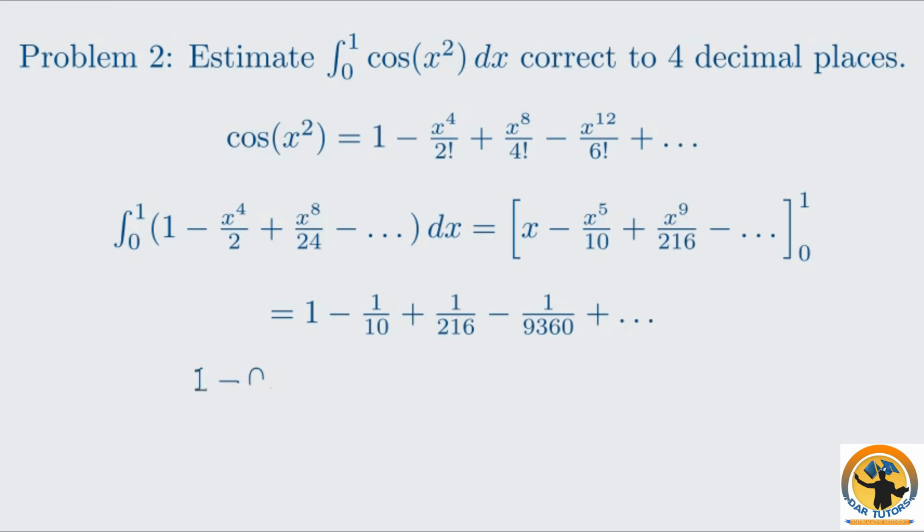1 minus 0.1 plus 0.0463 minus 0.00106 gives us approximately 0.9045. This is our estimate for the integral. We have now seen how Maclaurin series can be used to solve problems that are difficult or impossible with other methods, such as evaluating indeterminate limits and approximating definite integrals.